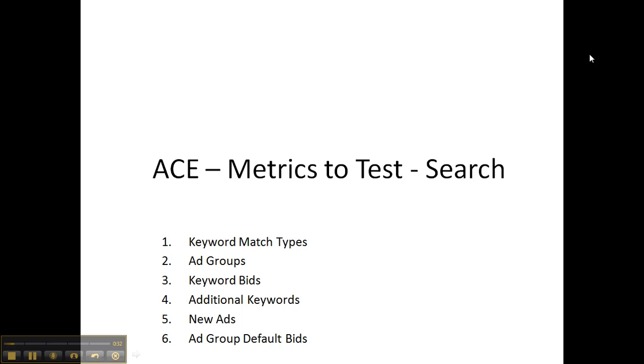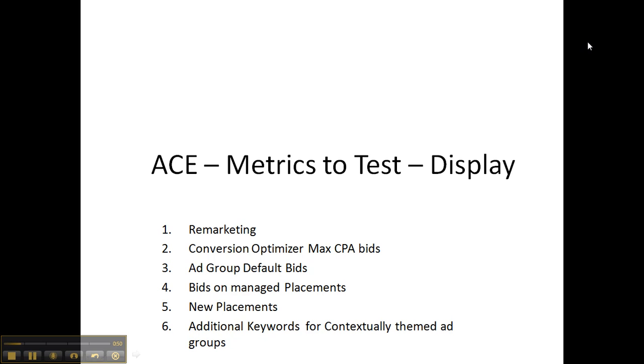So first of all, on the search side, you can test metrics such as keyword match types, new ad groups, new keyword bids, additional keywords, new ads, and ad group default bids. On the display side, you can test things like remarketing, conversion optimizer max CPA bids, ad group default bids, new bids on managed placements, actual new placements, and additional keywords for contextually themed ad groups.